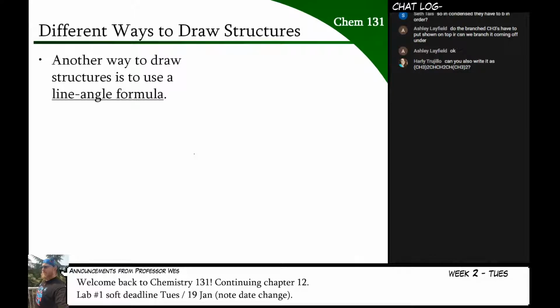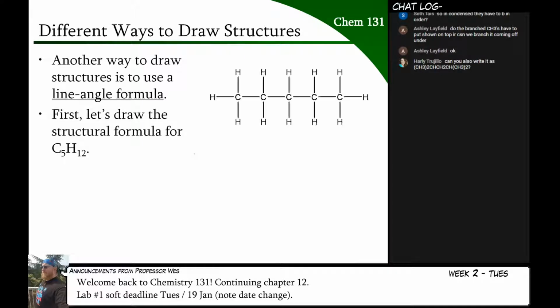Now, for the most part, the abbreviated method is just kind of a formality, like, oh, you might see it written like this every so often. The main way that you are going to see structures written in this class is going to be the line angle formula method. Okay, so here's our favorite C5H12 that we had before.